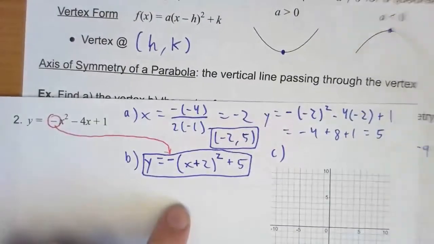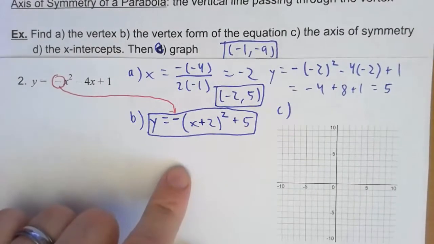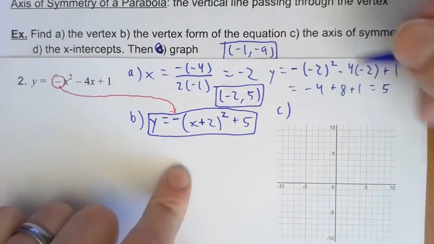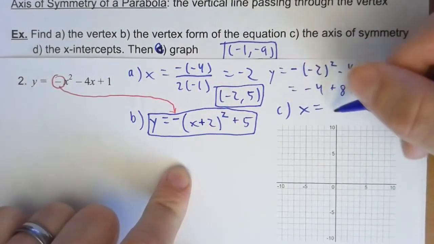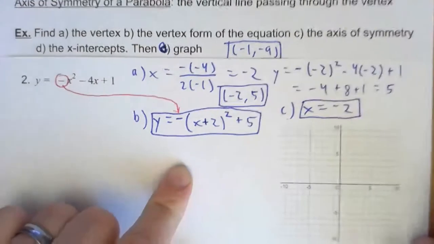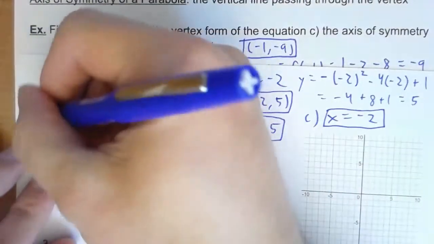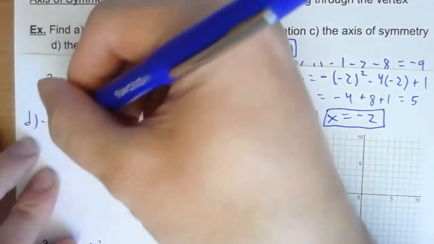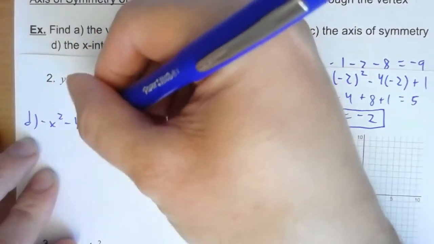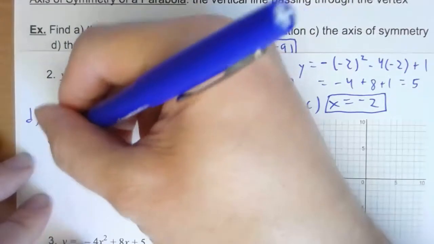And then we're still following the same directions here. We're trying to find all of these different things. So if we want the axis of symmetry, it's just x equals the x of the vertex. Now what about the x-intercepts? If you try to do -x squared minus 4x plus 1 equals 0, well, it doesn't factor.